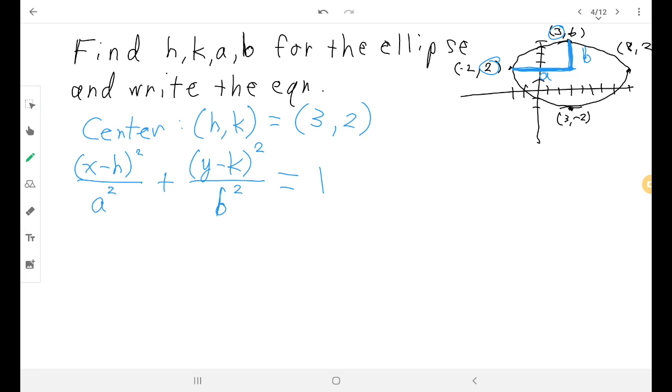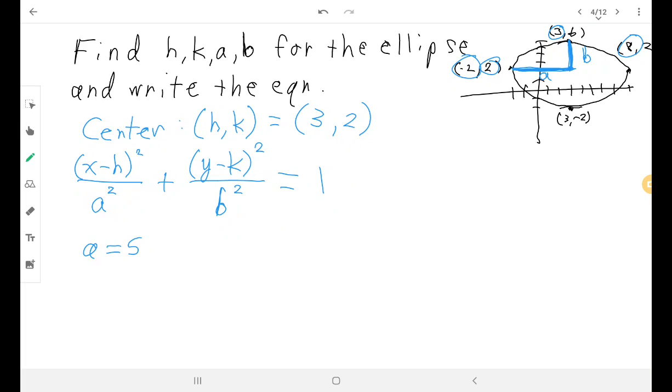I can actually count to figure out A, or I can calculate it. I can say, okay, from -2 to 8 would be a distance of 10, right? From 0 to 8 is 8. From 0 to -2 is 2. So 2 and 8 together makes 10. And that's all the way across. So halfway across, that is to the center, has to be 5, right? So A has to equal 5. And we could have counted that too, right?